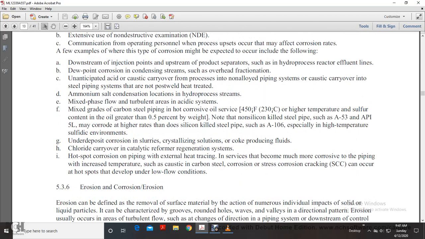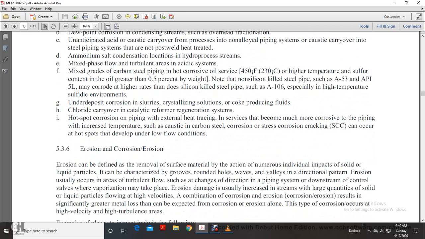Under deposit corrosion: slurries, crystallization solutions, and coke producing fluids. Chloride carryover into the catalytic reformer regeneration system. Hot spot corrosion: piping with external heat tracing, where the surface can become much more corrosive than the piping. With increased temperature, caustic carbon steel corrosion and cracking can occur. Stress corrosion cracking can occur, and hot spots develop under flow conditions.